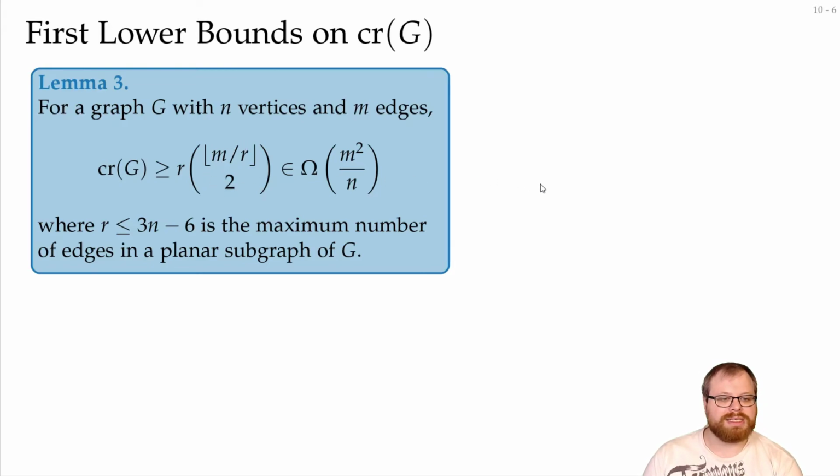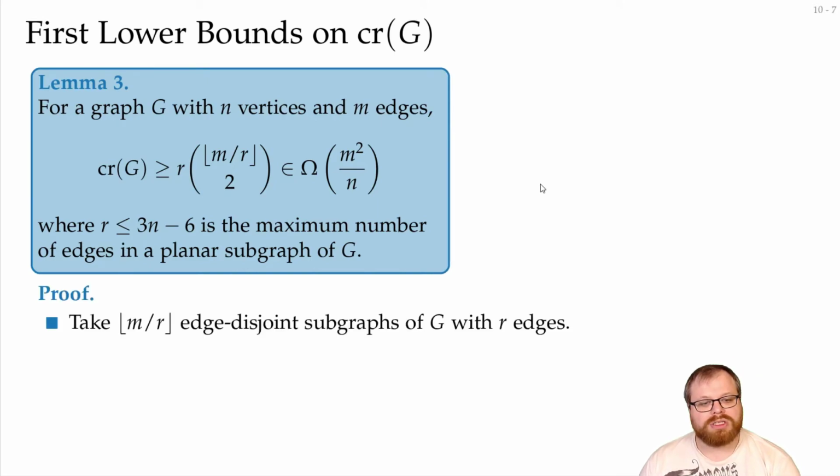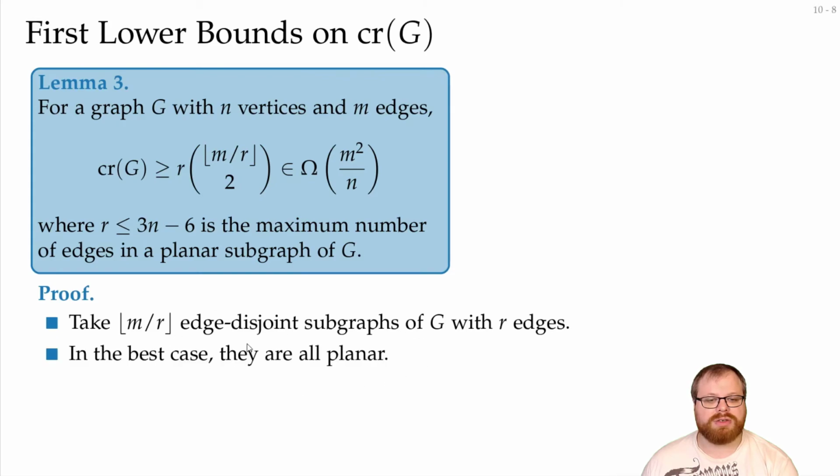How do we do this? We want to partition the graph into m over r edge-disjoint subgraphs that have at least r edges each. Now we want to get a lower bound, so let's just assume that all those subgraphs are drawn planar. Now I want to look at 2 of these subgraphs. Each of them has at least r edges. We know that if we pick any r plus 1 edges, then the graph is not planar anymore, so we require a crossing.